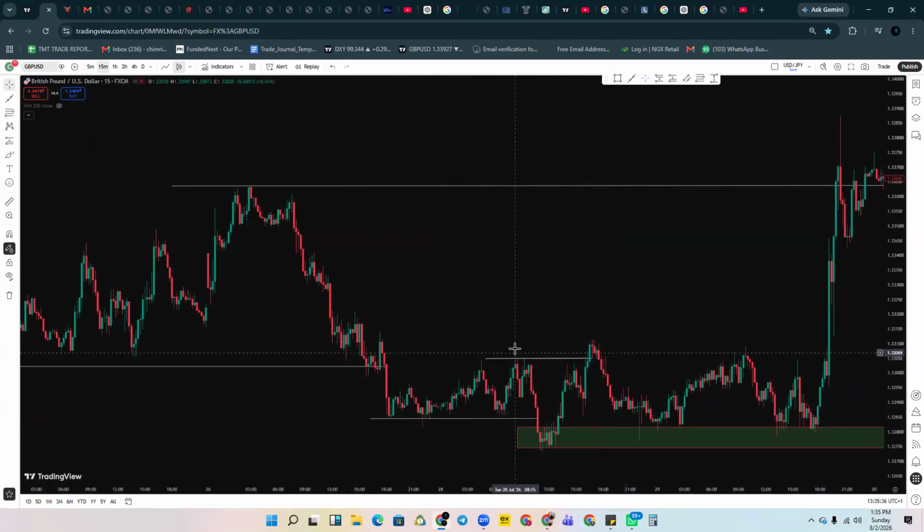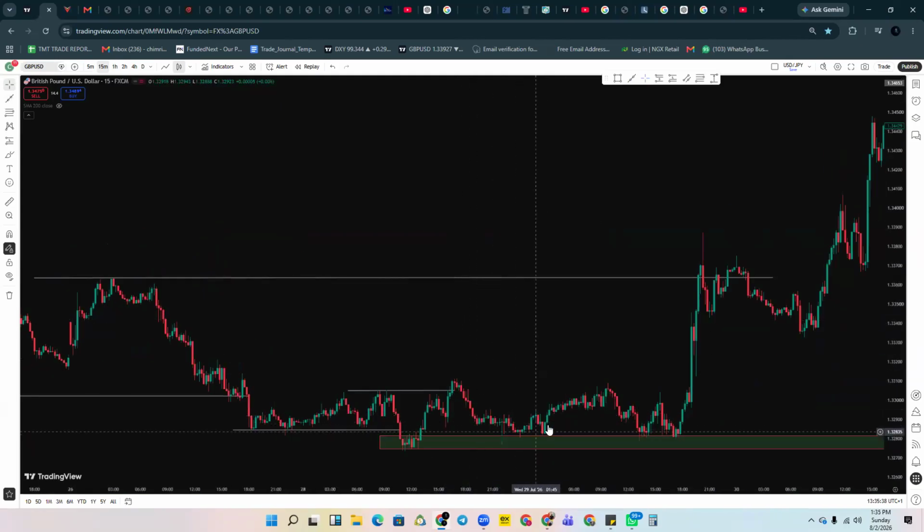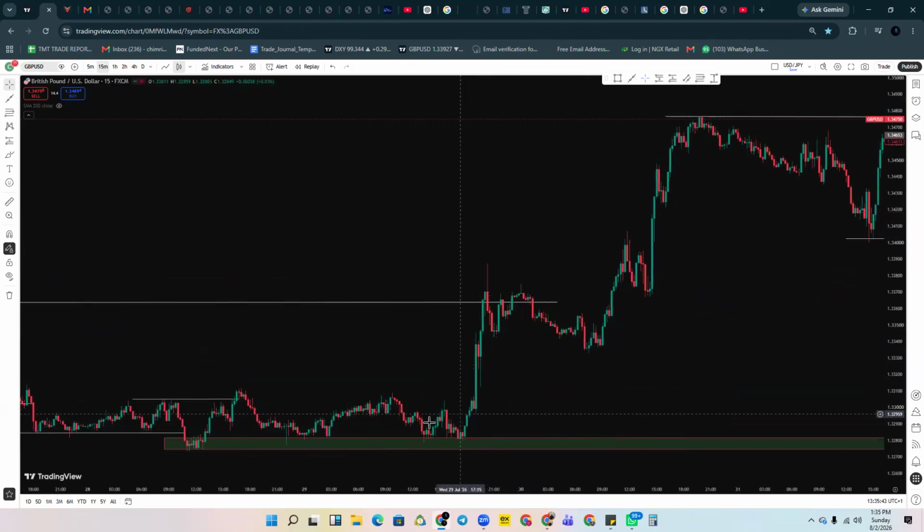Now, looking at this, you could see we have this change of character from here. Price took out this high, came back to retest this level, and you could see how price started buying. And I saw this on time, and I took advantage of this.